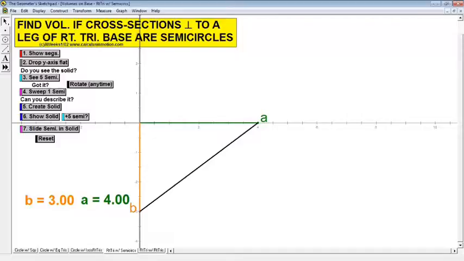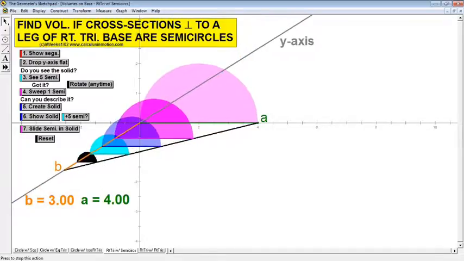Job is to find the volume of this. Now you have to know a couple things. First of all, you have to know what your cross sections are. There's my cross sections. I put them in there, but you still can't really see them until I drop my y-axis. Now you can see what these cross sections are.